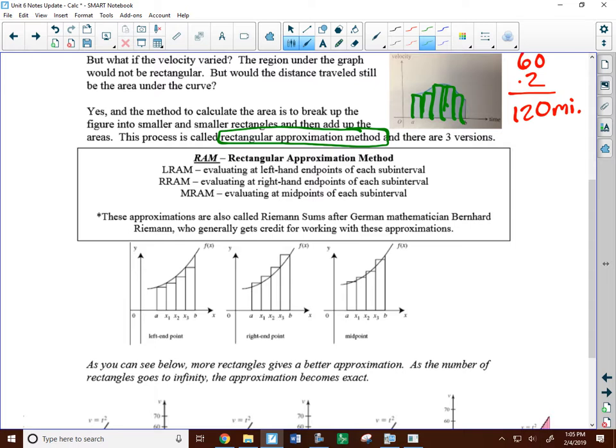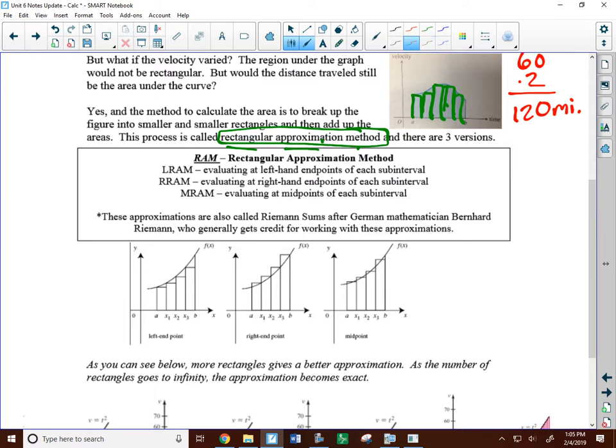Right? I did about 5 rectangles. It's not bad, it's not going to be too far off, right? Like, I'll at least get an approximation. Again, these aren't going to be exact. It's approximation. So they used rectangles. It's approximating, and that's the method. There are 3 versions. I'll talk about that in a second.